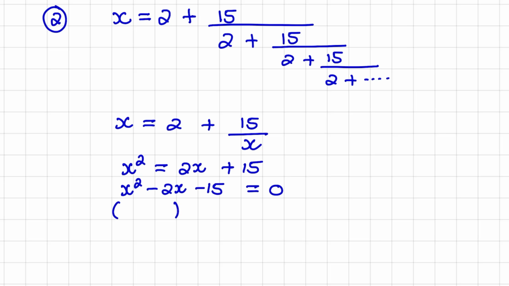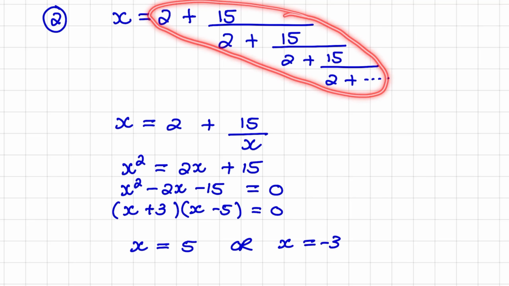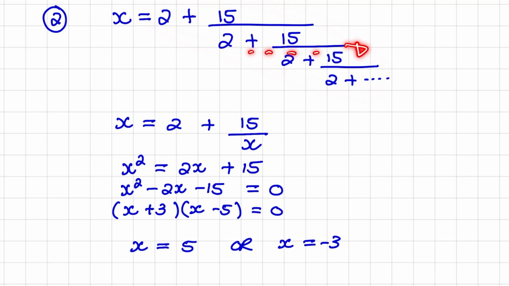And when I factorize that trinomial, I have x plus 3 times x minus 5. And that leads to a solution of x equal to 5. And I can consider x equal to negative 3. But this fraction would never yield a negative answer because I continuously add onto it. So x will not be equal to negative 3. And therefore, if this fraction or system continues indefinitely, it will be equal to 5.